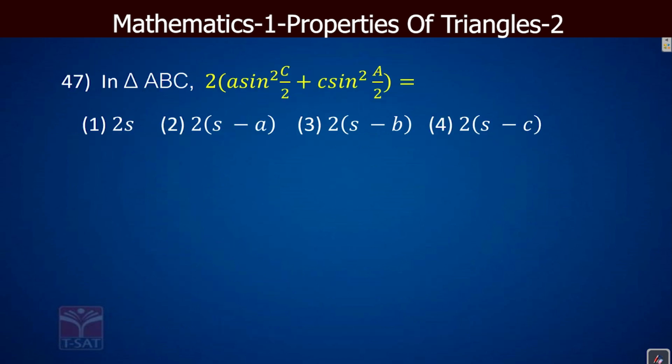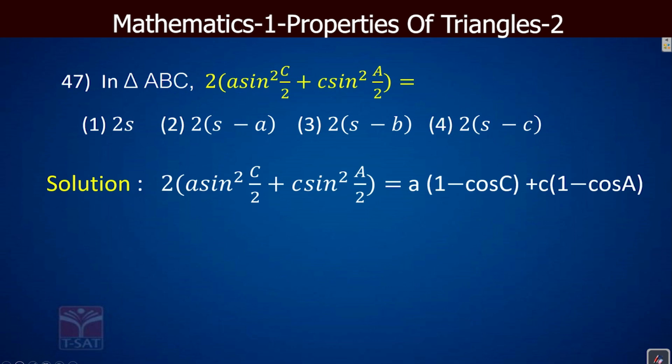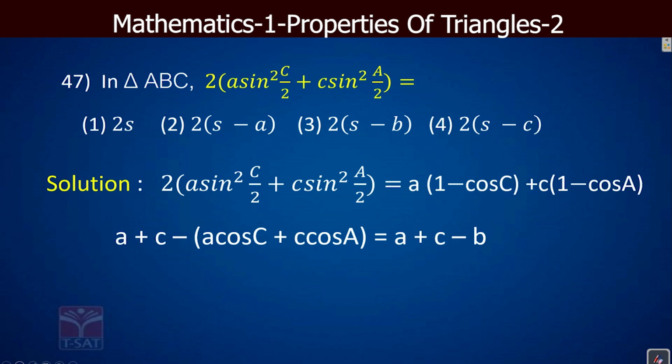47. In triangle ABC, a sin²(C/2) + c sin²(A/2) is equal to: 1) 2s, 2) 2(s − a), 3) 2(s − b), 4) 2(s − c). Now the hypothesis a sin²(C/2) + c sin²(A/2) is equal to a(1 − cos C) + c(1 − cos A). So that is equal to a + c − (a cos C + c cos A). By the projection rule, a cos C + c cos A is nothing but small b. So that is a + c − b, which is nothing but 2(s − b).